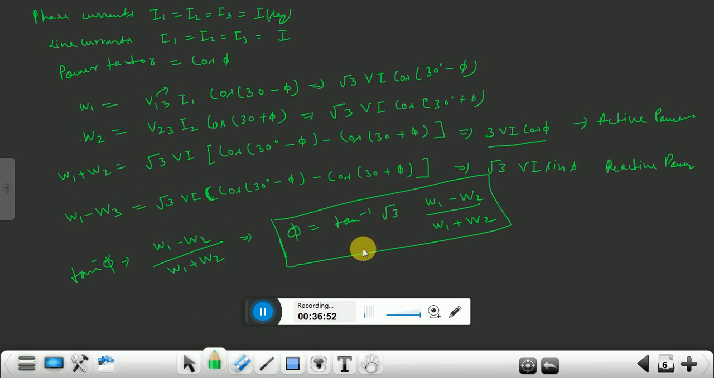Last one is power factor. Power factor is cos phi. So this is your phi. So cos phi is cos of tan inverse under root 3 P1 minus P2 divided by P1 plus P2. Okay, so this is your cos phi.